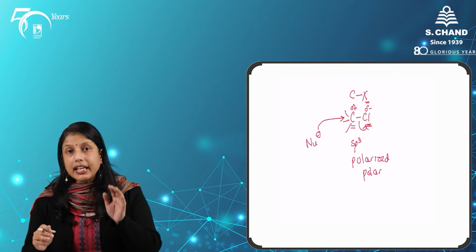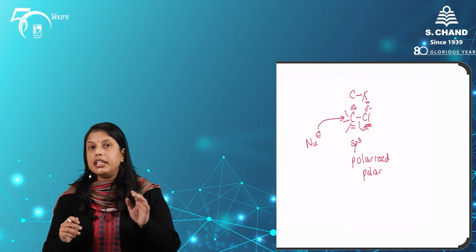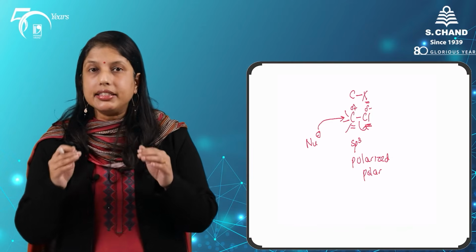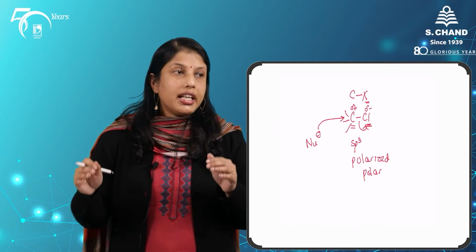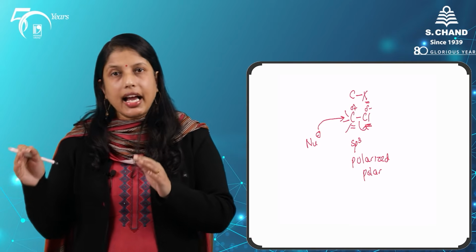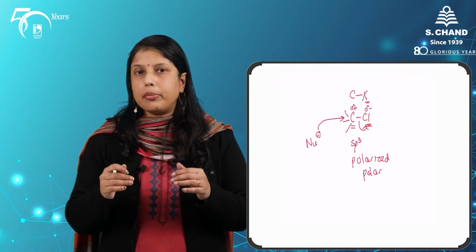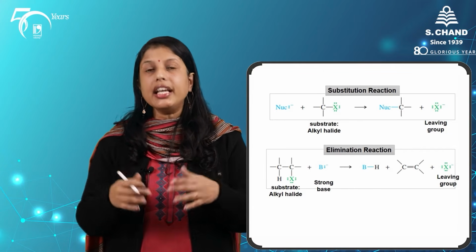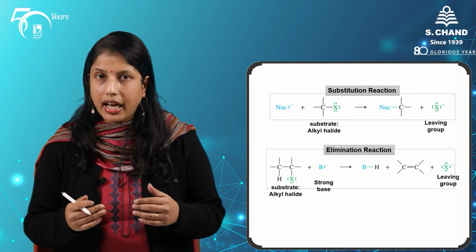Remember, our halide ions are extremely good leaving groups. Why? Because they are weak bases. What is the consequence of the halide ions being good leaving groups? Well, what can happen now is that, just as I mentioned, another nucleophile can come and attack our electrophilic carbon atom and the halide ion can leave. Such type of reactions are examples of a substitution reaction, more specifically a nucleophilic substitution reaction.